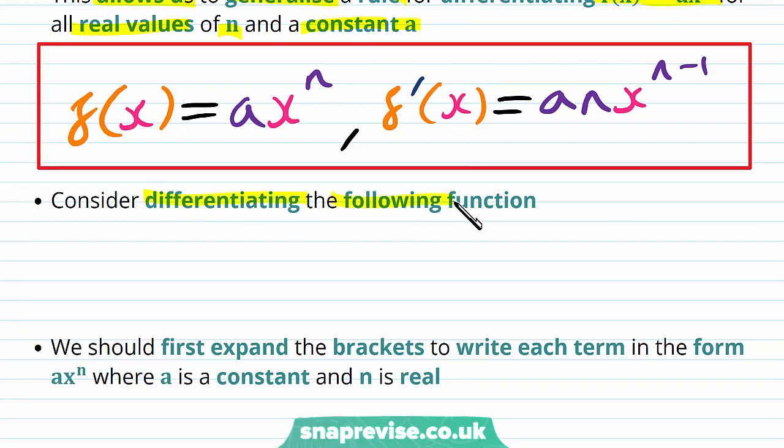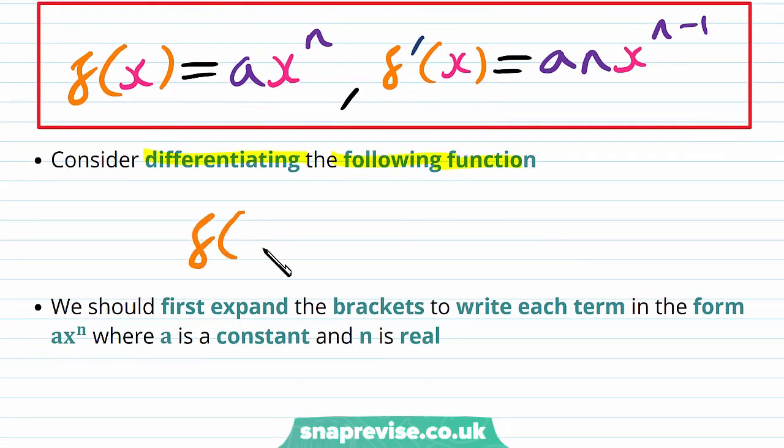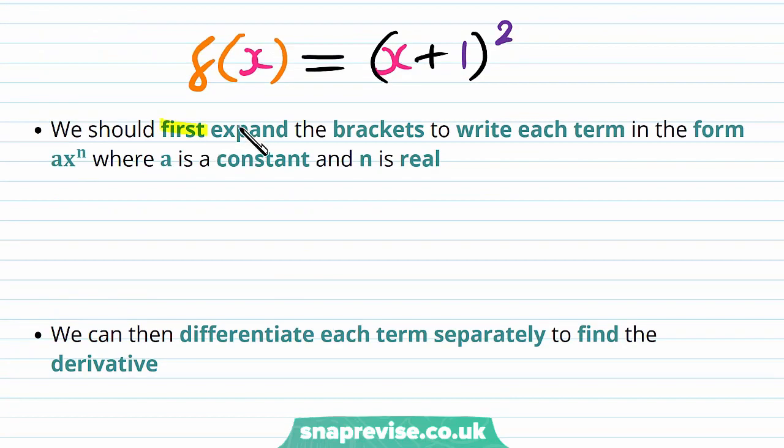Consider differentiating the following function. Let's say we have the function f of x is equal to x plus 1 all squared, and we'd like to find this function's derivative. We should first expand the brackets to write each term in the form ax to the power of n, where a is a constant and n is real.